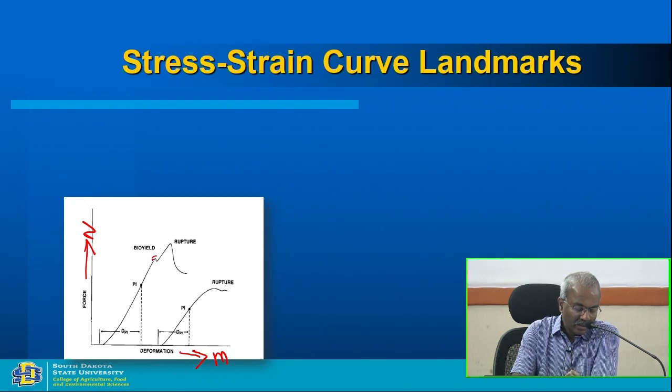At some point, the force will decrease and then start increasing. And that's called the bio-yield point. Not all the samples will exhibit this behavior. Some samples will exhibit this behavior, not all. And then if you keep applying the force, you get the rupture. Once it goes to rupture, the force decreases and goes down, and then the test is over.